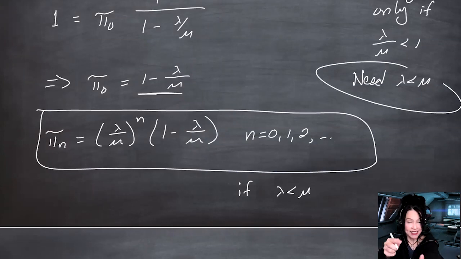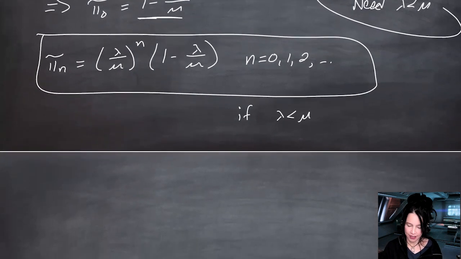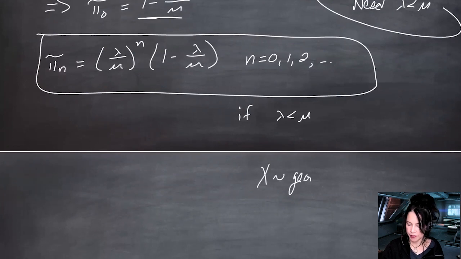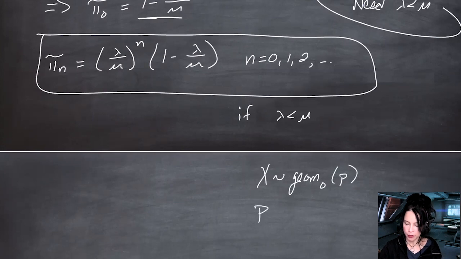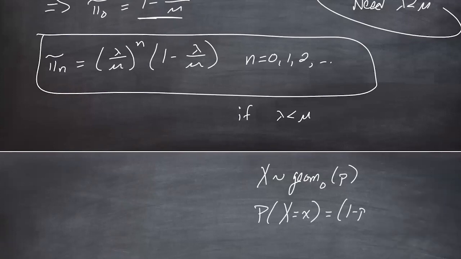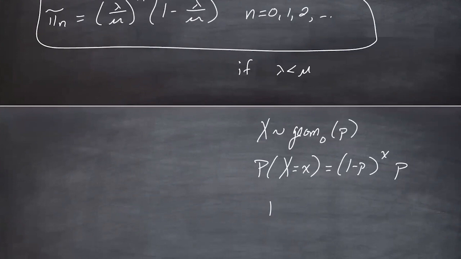And you recognize it. It's a geometric distribution. It's a little weirder than we're used to seeing, but remember, if X is geometric, the one that starts from 0 with parameter p, the probability that X equals x is (1 minus p) to the x times p. And the expected value of X is (1 minus p) over p.